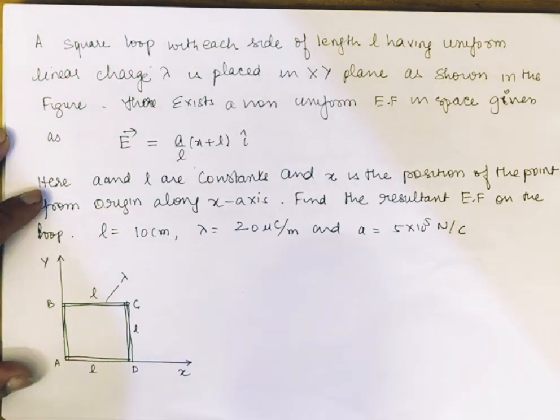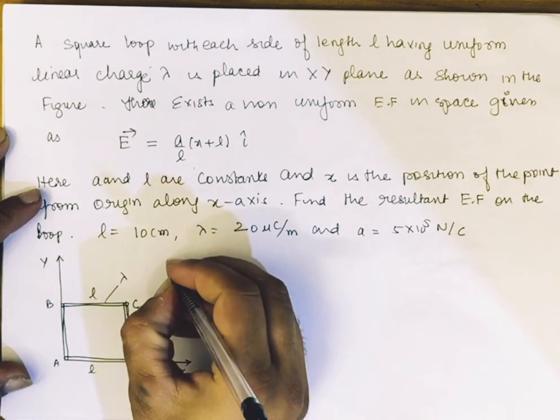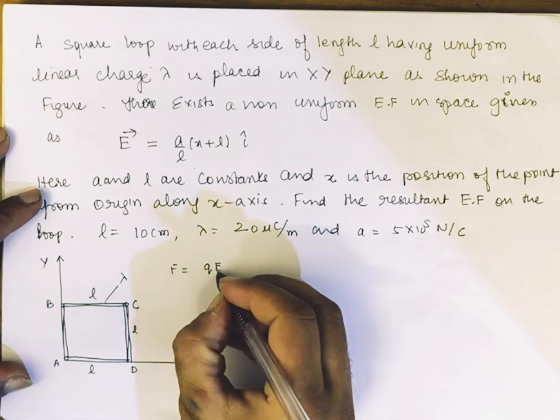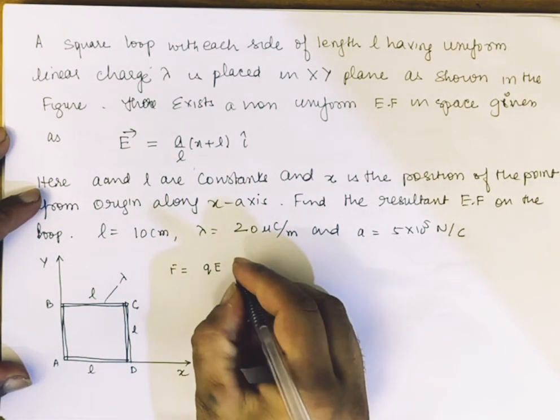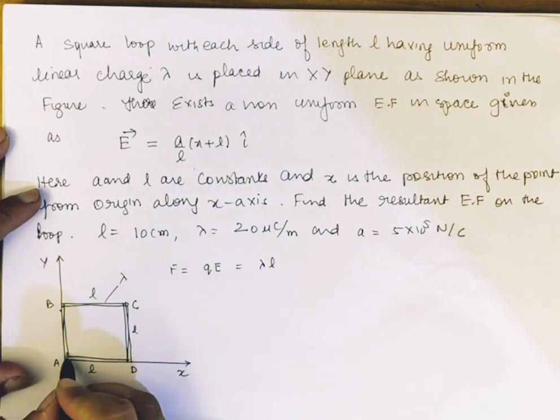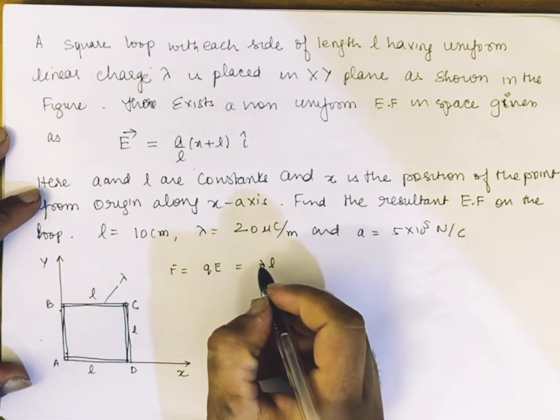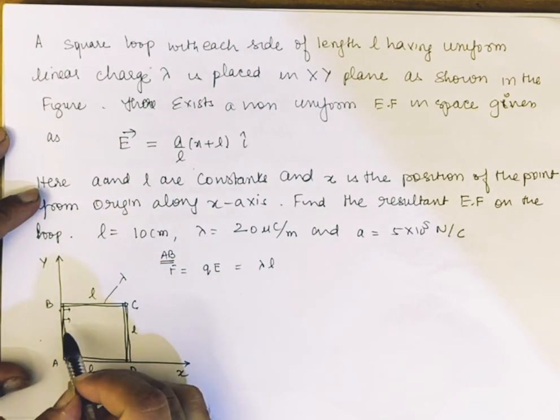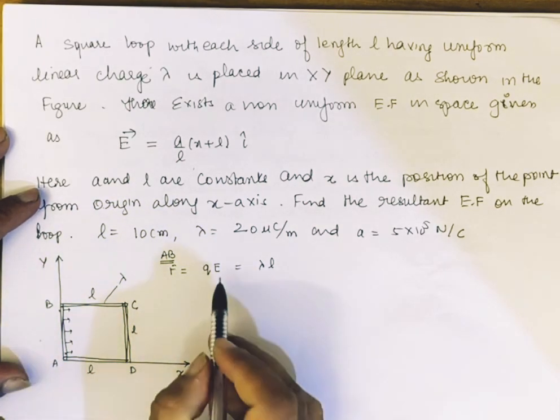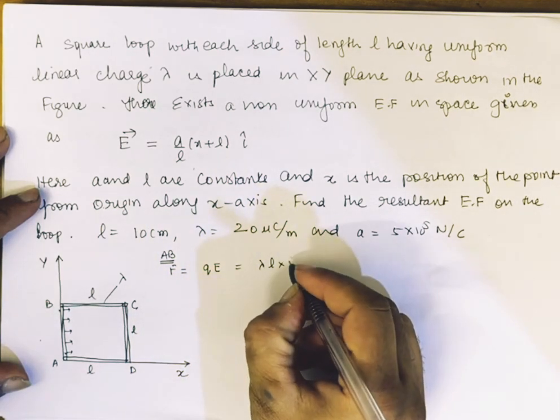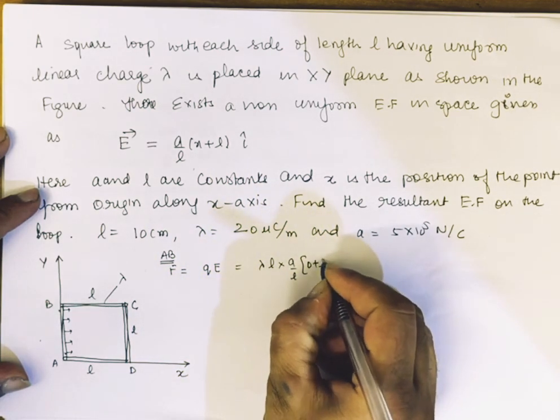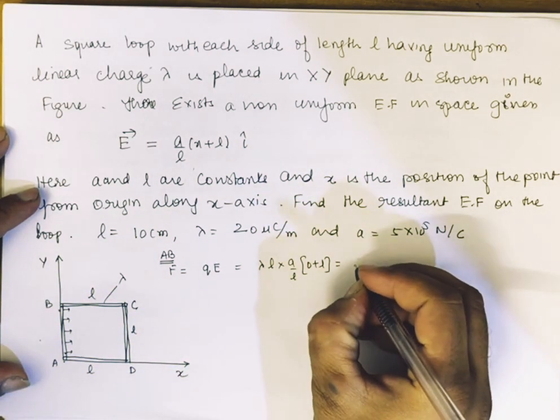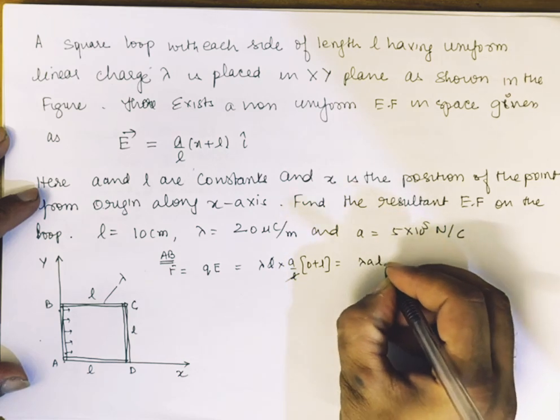Now let us find out for AB. The force formula is Q into E. Now Q can be written as lambda L because length L is given and lambda is the charge density. First I am finding for AB. So F is Q into E, that is the force acting on this entire rod. That is QE: lambda L, and E is given as A by L times (0 plus L) because it is at x equals 0. So I am keeping the x value 0. And what do I get? L cancels, so I get lambda AL.